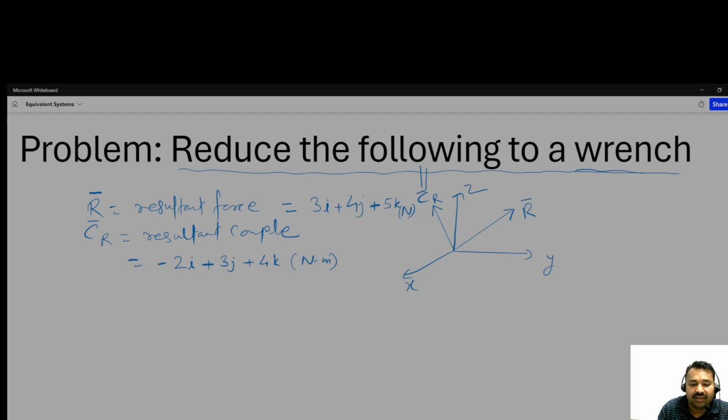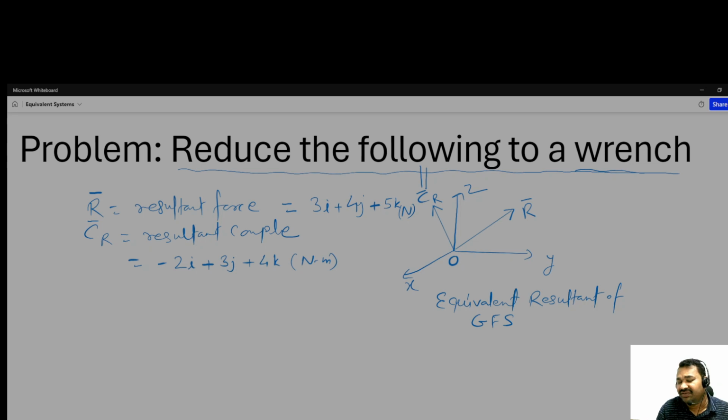Then the figure is the equivalent resultant of, you can say, the general force system. And this is the origin. Now our task is to reduce the following to a wrench.